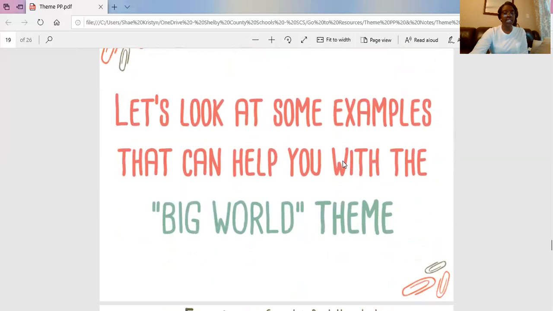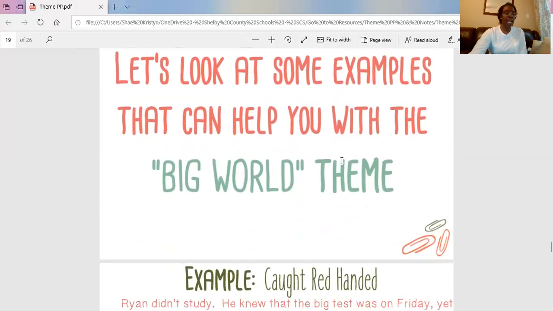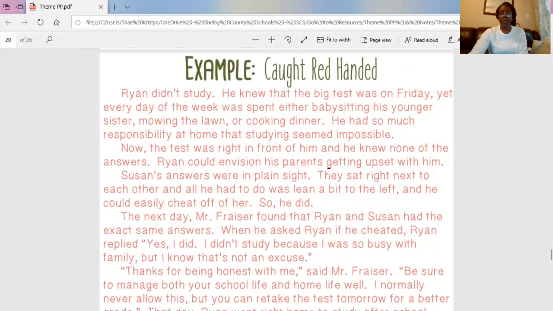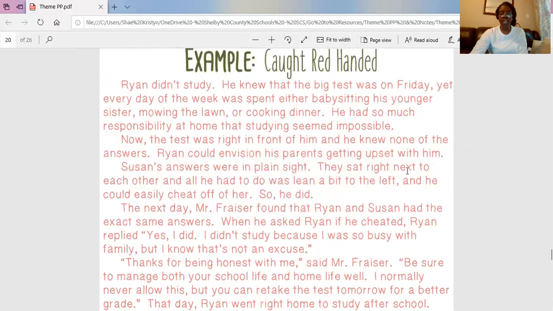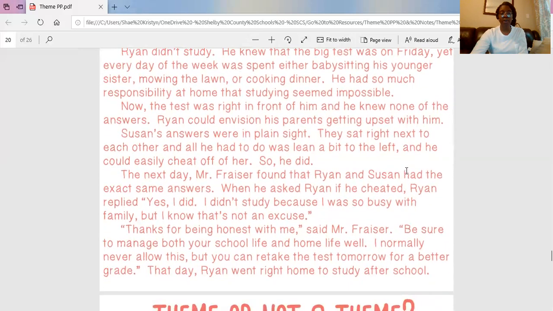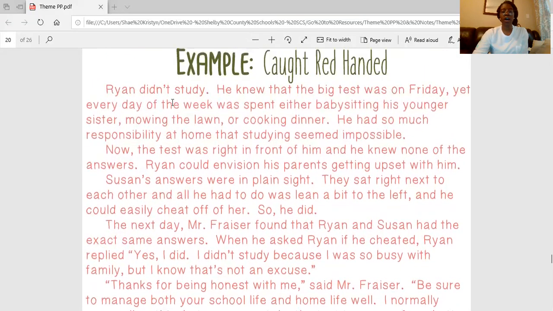All right, so we're going to look at some more examples here. And as we look at the examples, you're going to come up with the theme. So here's an example. Pause the screen so you can read it. And what I'm going to do is after you read the story, I'm going to reveal the answer to you so you can have a practice question here. Let's go over Caught Red-Handed.